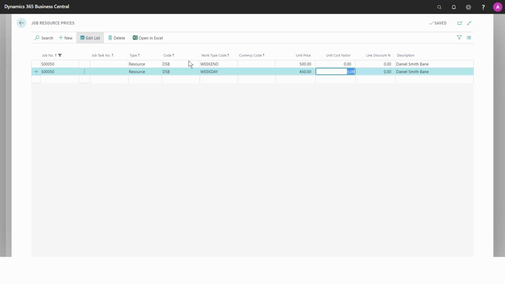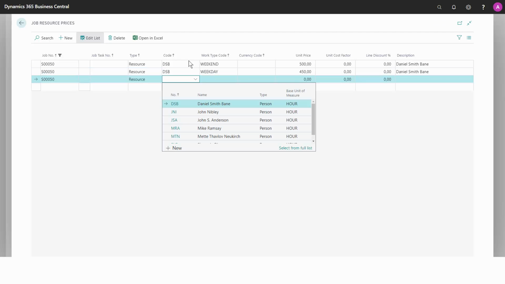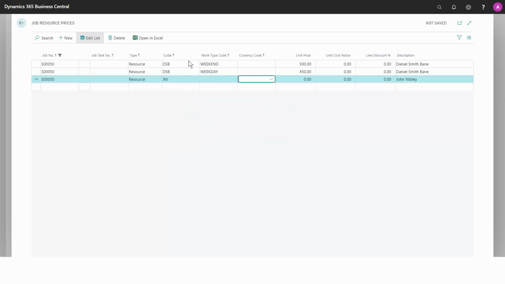I can also set up a unit cost factor. So if we choose John, I can say that the customer should pay our cost with a factor on it. So if they would pay for the cost plus 20%, I would write 1.20 because the factor will be multiplied to the unit cost.